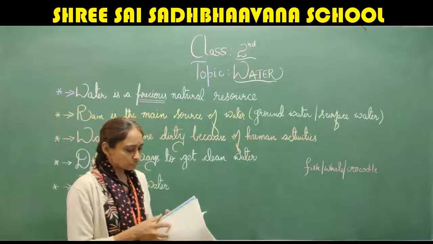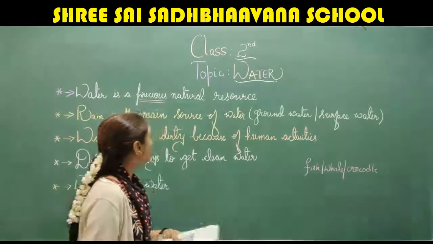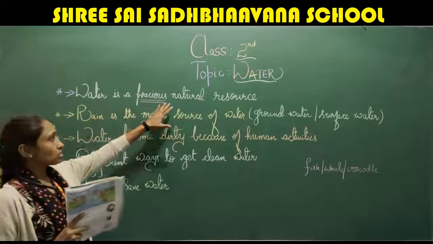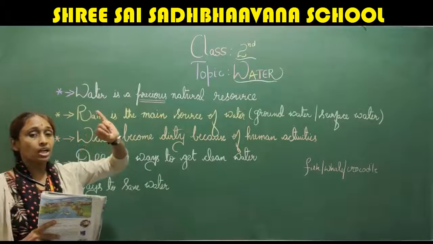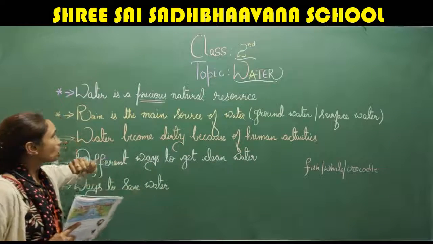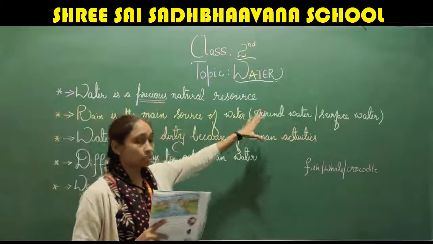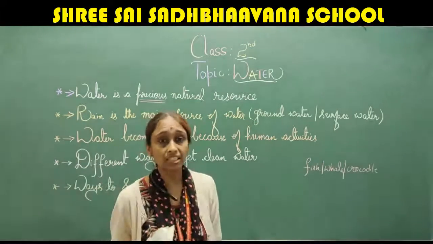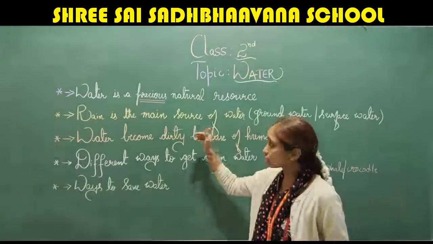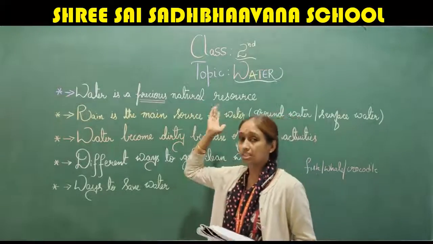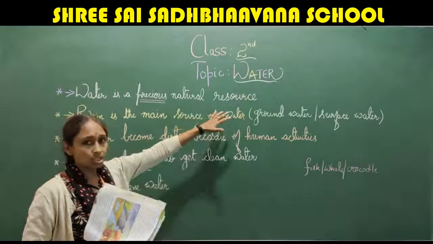Next, moving on to the next page, page number 36. So you have learned that water is a precious natural resource, and why human beings, animals, and plants need water. Water is a precious natural resource, so we have to think about where we are getting this water, from where we will get this natural resource.